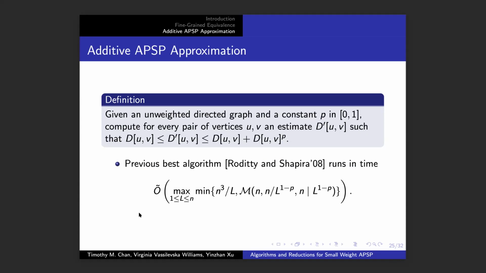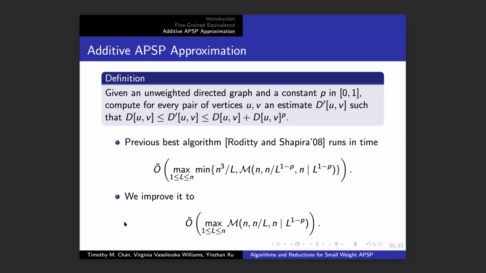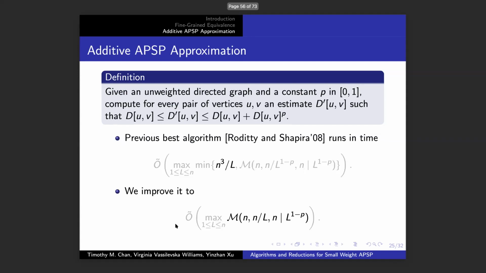the maximum over L of the min of these two quantities. And we improve the running time to the following quantity, where it's still a maximum over L, but the inner quantity is smaller than their inner quantity. In fact, if we compare our inner quantity with the n cubed over L term, then by the brute force algorithm of min-plus product, we know our quantity is always upper bounded by their quantity. Similarly, we can compare their second term.